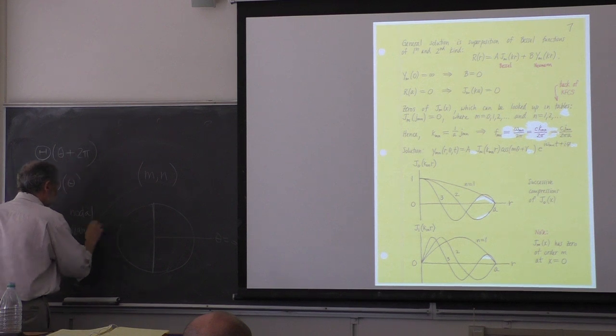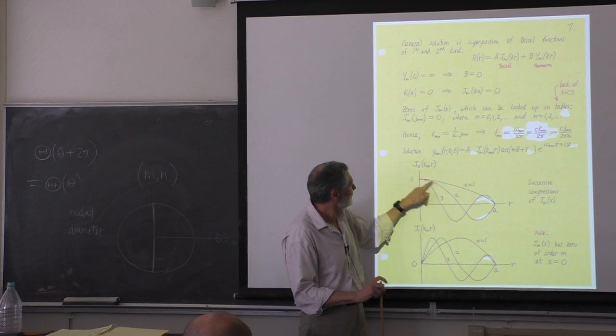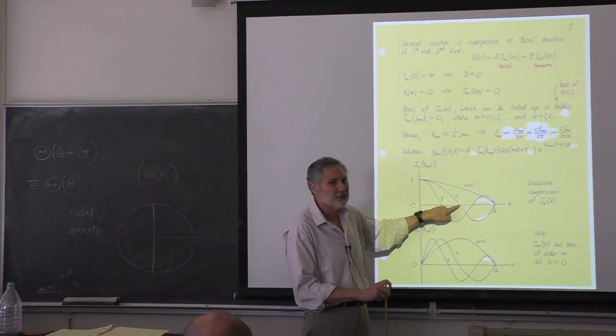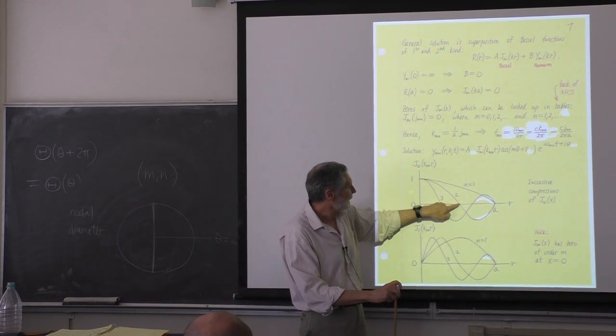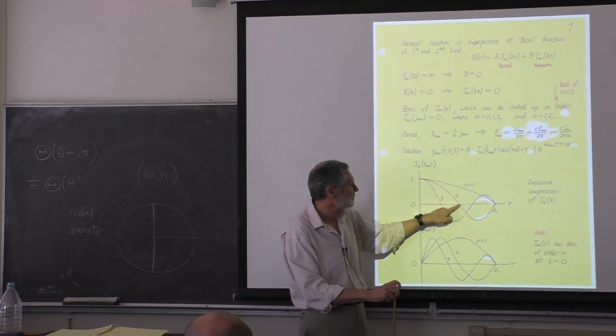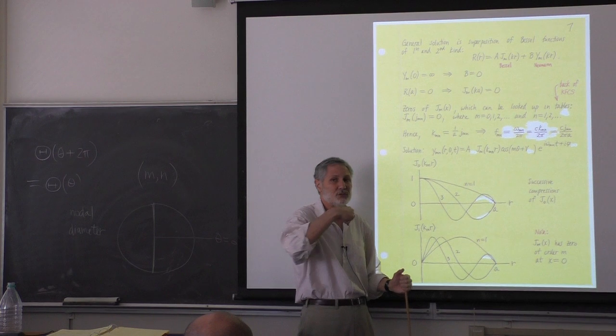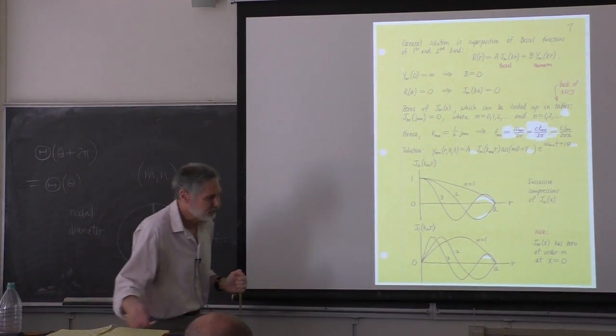Look at the n equals 2. What's happening here? It's a node, right? So we're going to see the visualization of that in a moment. But that's going to correspond to a nodal circle, because when r is equal to this value, no matter what theta is, you have 0 response of the membrane. So we'll see pictures of this in a moment.